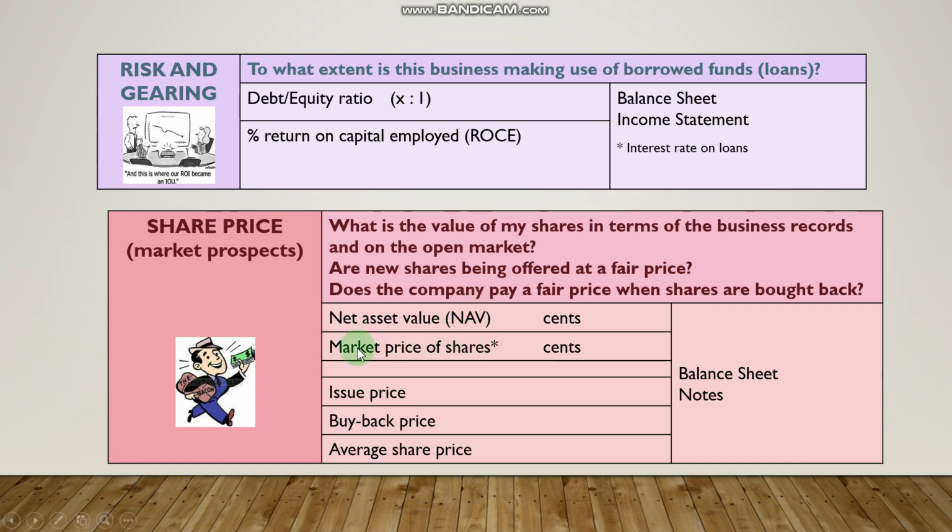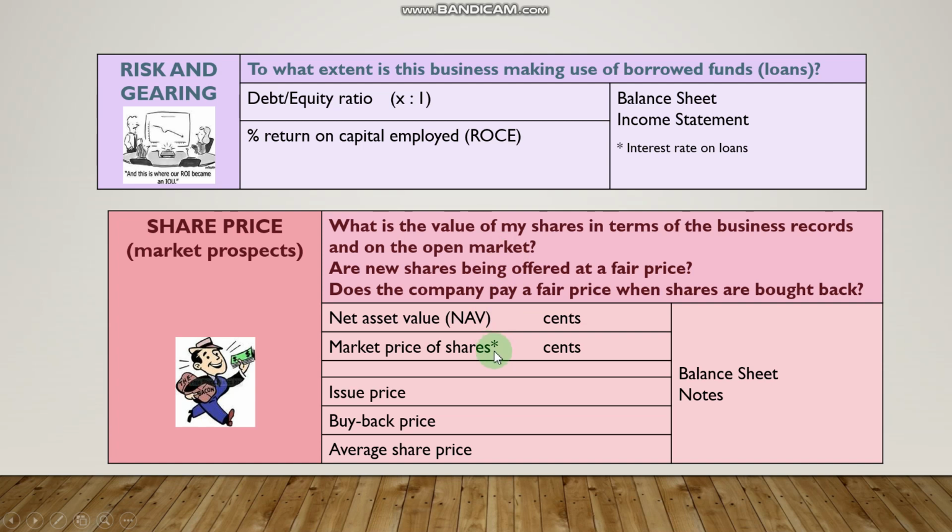Okay, so now the market price of the shares, if my market price of the shares is high, that means people are interested in the shares in my company. My company is popular. People want to buy shares. There's a demand for my shares, so the market price would be high. And if the market price is low, then obviously the opposite would apply.